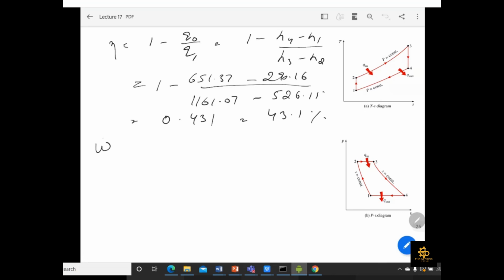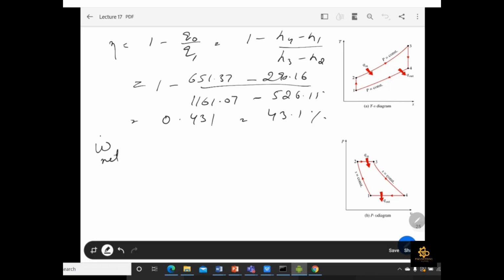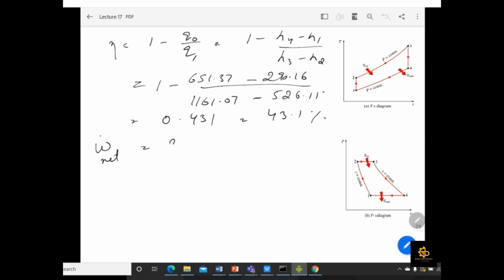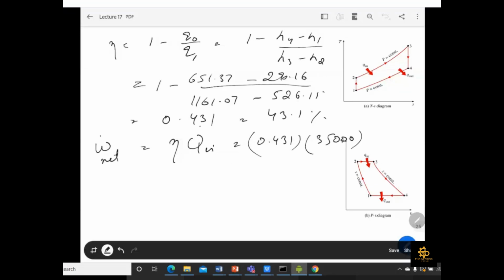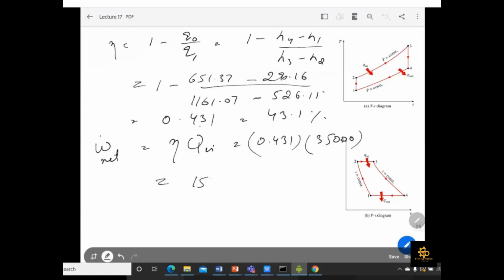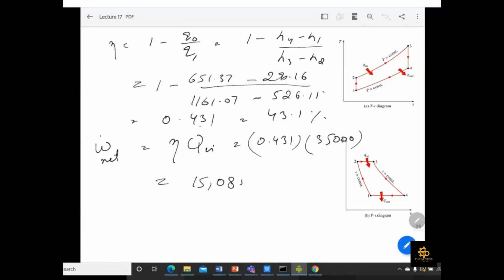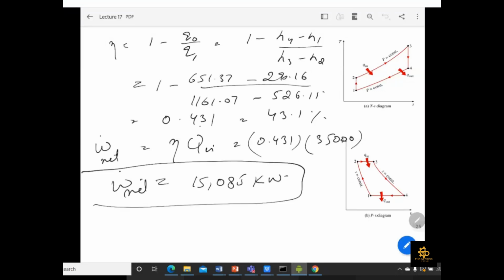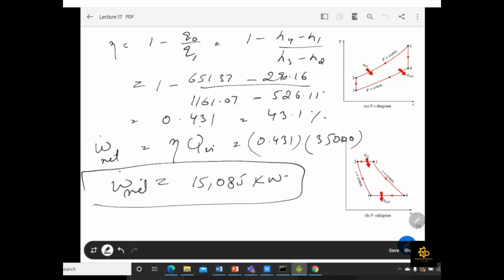So from here we can also find W net, because our main objective is to find the power delivered by this plant, and W net is equal to efficiency times Q in. Efficiency is 0.431 and Q in is mentioned in your question, which is 35,000 kilowatt, and from here we can easily find the power delivered, which is 15,085 kilowatt. Okay, so this is the solution for your part B. You have to note it down, then we will go to the next one.